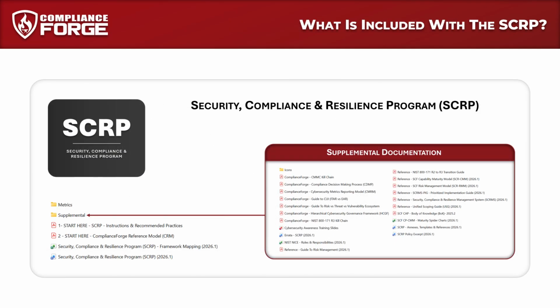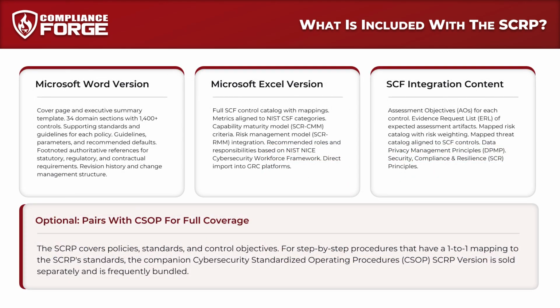So what do you actually receive? Here is a look at the content of the SCRP, the editable Microsoft Word and Microsoft Excel documentation that is delivered to you. Purchase includes a single entity license, the first year of product updates, and the following content components organized across the 34 policies. The Microsoft Word version: a cover page and executive summary template, 34 domain sections with over 1,400 controls, supporting standards and guidelines for each policy, parameters and recommended defaults, footnoted authoritative references for statutory, regulatory, and contractual requirements, and a revision history and change management structure.